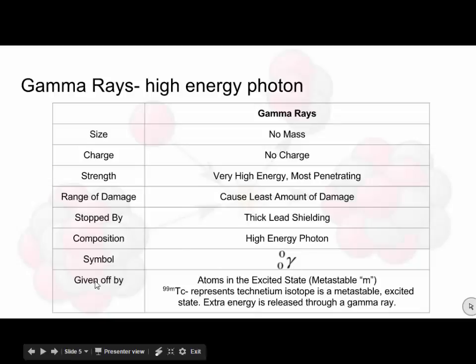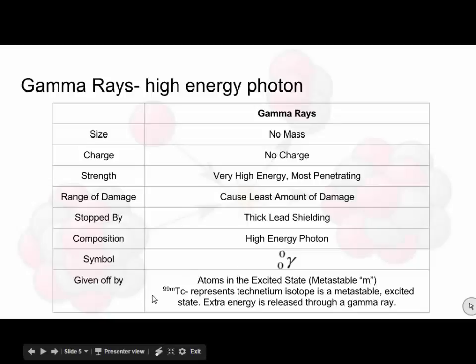What gives off gamma rays? When atoms are radioactive, a lot of times they'll move electrons to an excited state. We call that a metastable state. So we use the m there to represent an element that's in a metastable state.